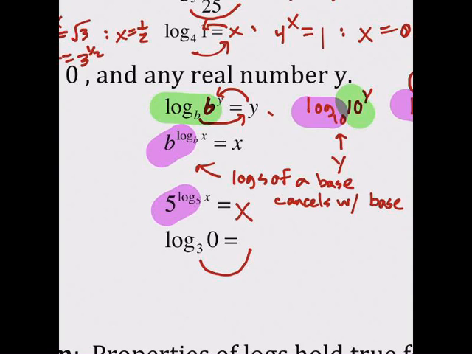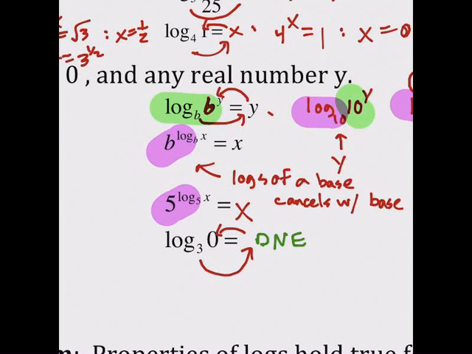3 to what power is going to give you 0? You don't need anybody to tell you that one. You got it. 3 to the what? 3 to what is going to give you 0? Is there anything I can raise 3 to and get 0? 3 to the first is 3. 3 to the 0 is 1. 3 to a fraction is like a radical. Oh, no, you didn't.